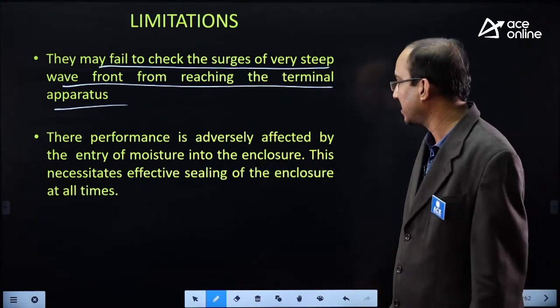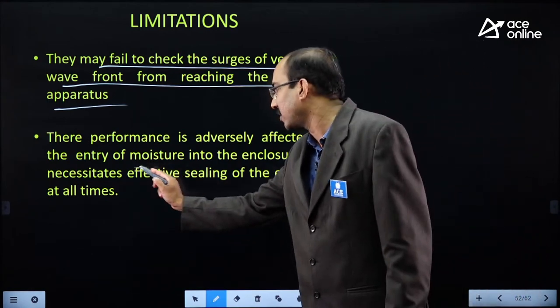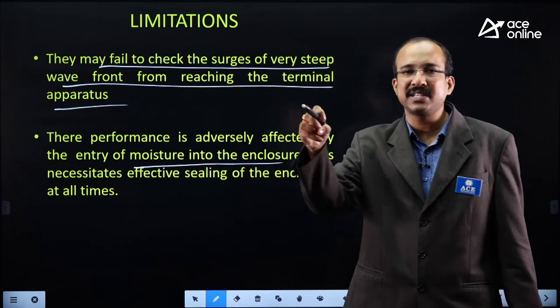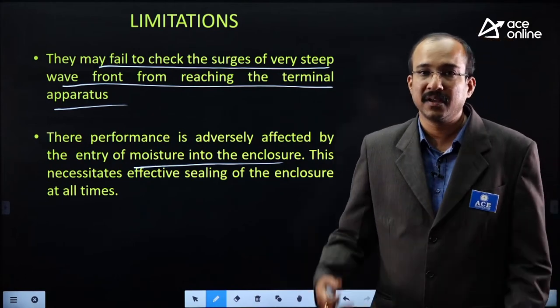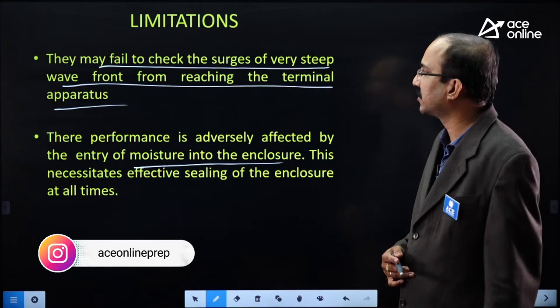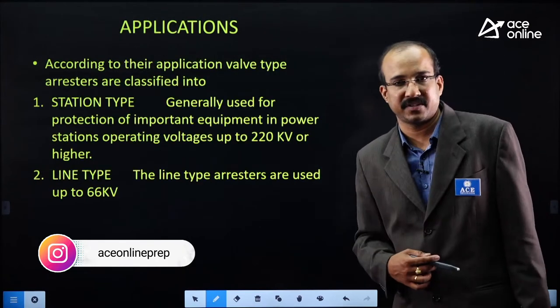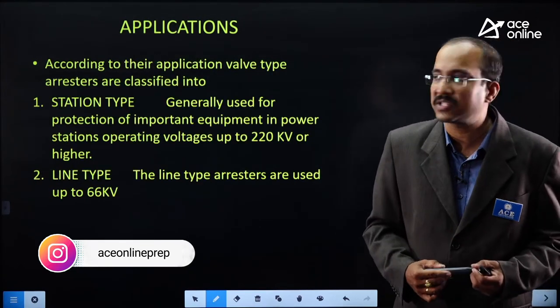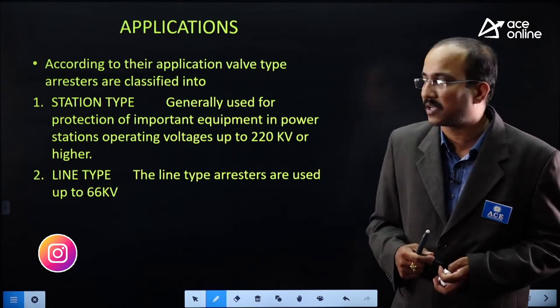This is one of the limitations: it is adversely affected by environmental conditions. That is, if moisture enters into the enclosure, its performance will be affected. These two are the limitations. Now, what are the applications of valve type arrestors here?